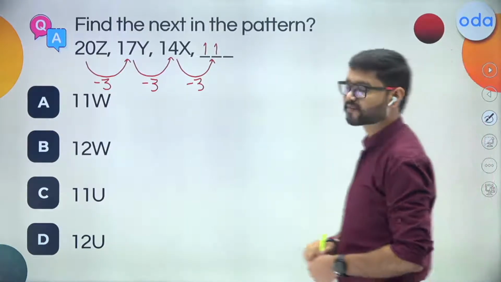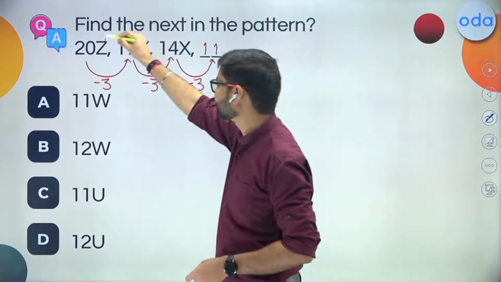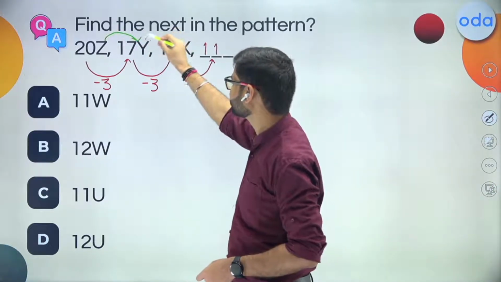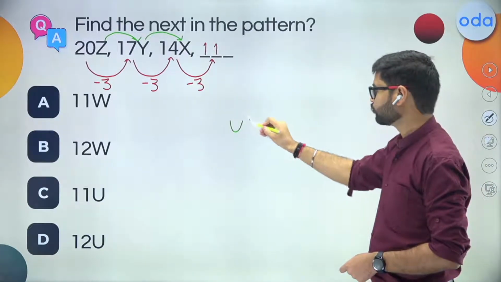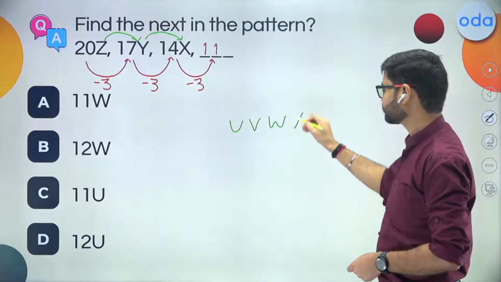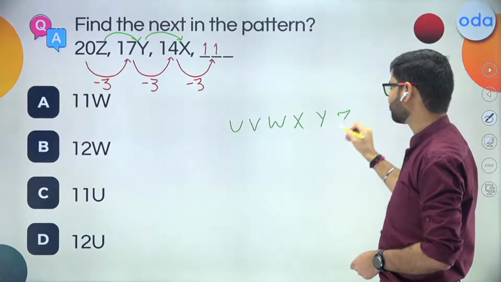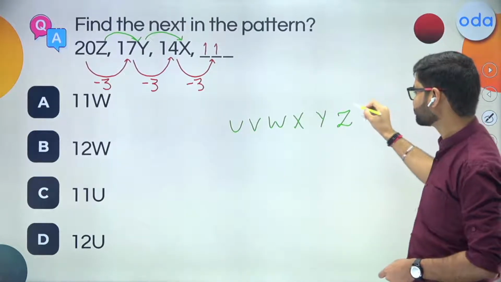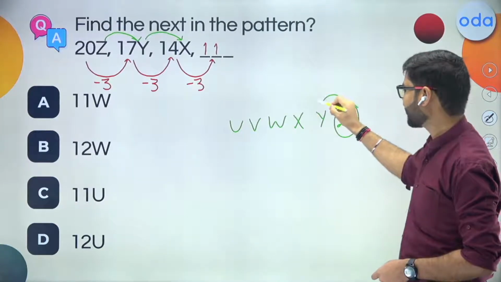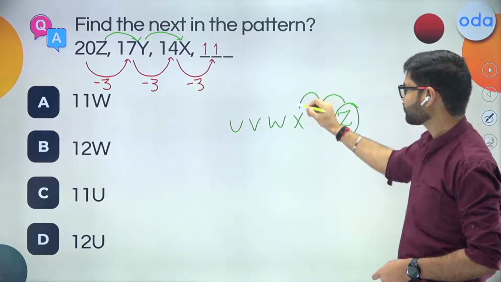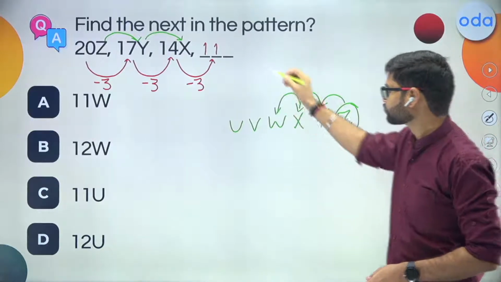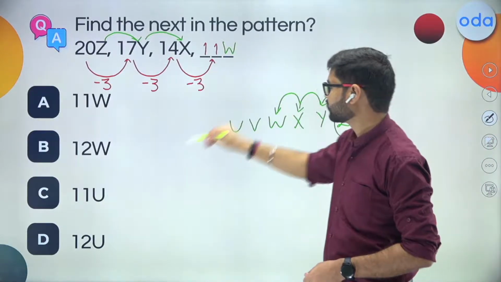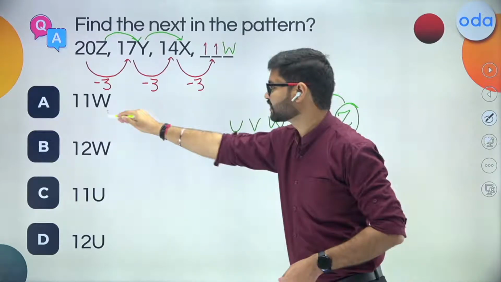Let's come to the alphabet part now. We have Z, then Y, then X. We are going backward: U, V, W, X, Y, Z. So first we started with Z, then we had Y, next we had X. What will we have next? W. 11W. Option A is the answer.